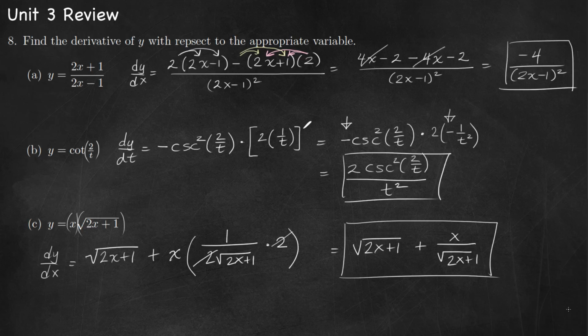If we wanted to simplify that further, I could multiply the first term by square root of 2x plus 1 over square root of 2x plus 1, and that would allow me to combine some like terms in the numerator, but I'm going to leave it like this.